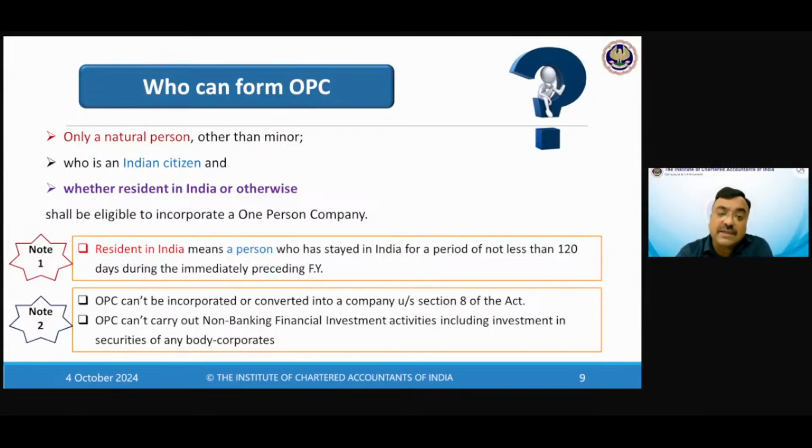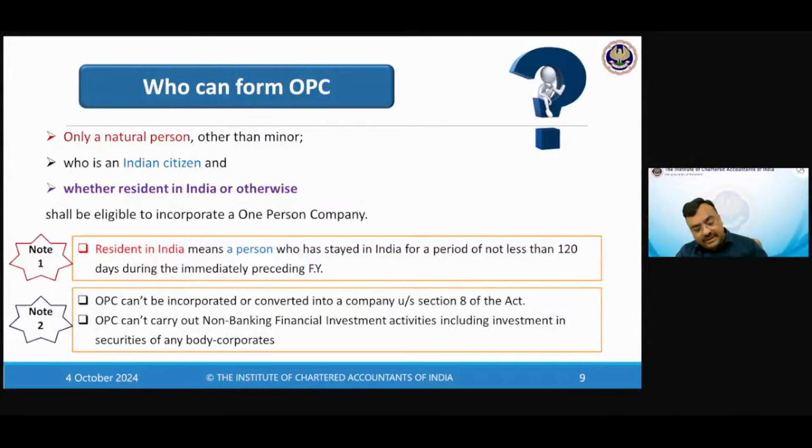So whether as per these provisions, a person of unsound mind can form a company, form an OPC? The answer is no. So I think it should be read in such a way that only a natural person capable to enter into a contract, who is an Indian citizen and resident in India or otherwise. Now there is no restriction that the person should be resident in India.